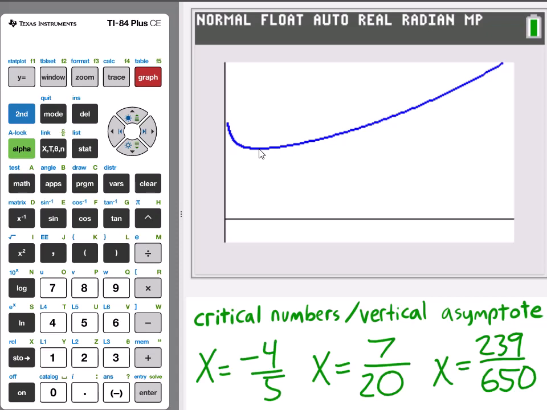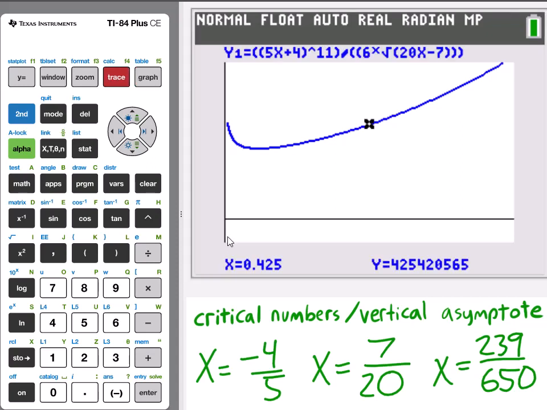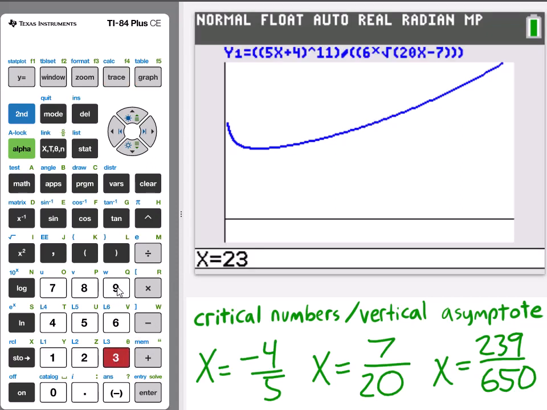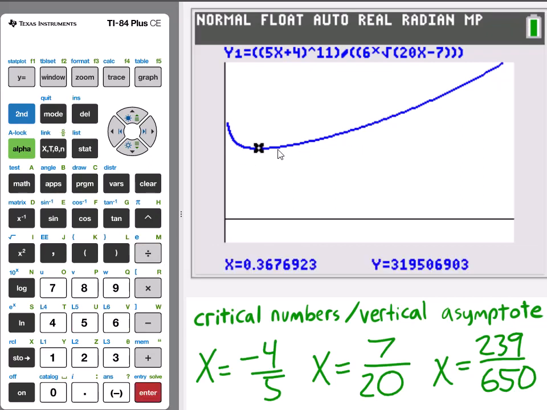And now I'm getting a much better look. This is taking some intelligence, this is taking some thought to get this to appear cleanly on our calculator, but hopefully you feel like there's some payoff here when we trace to 239 over 650. And voila, there it lands at what appears to be the minimum of this graph. That seems to support that we've done everything correctly algebraically.